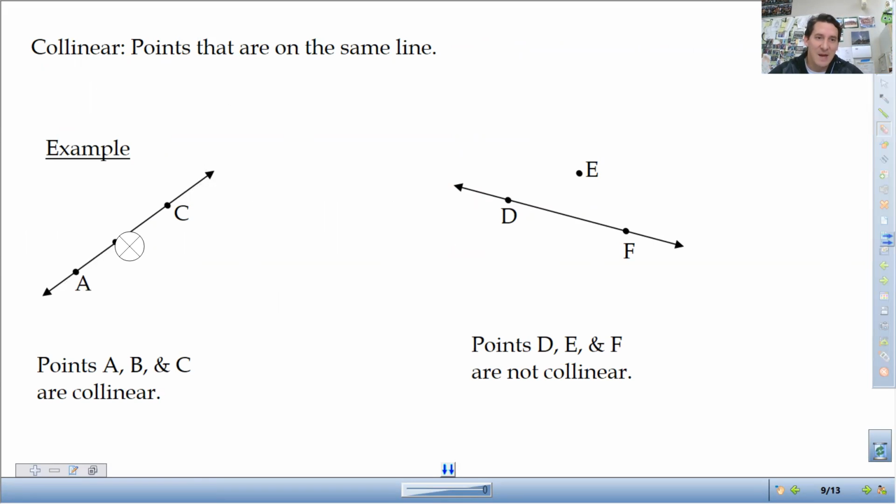Examples of this, A, B, and C are all collinear. You can connect all 3 points with the same line. That's simple. Points D, E, F are not collinear because you can't connect all 3 points with the same line, all right? And that's all it is. So collinear means on the same line. You can connect all the points. If we're saying those points are collinear, you can connect all of them with a single line, all right?